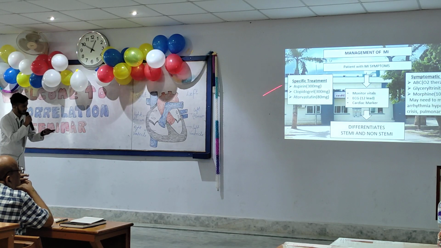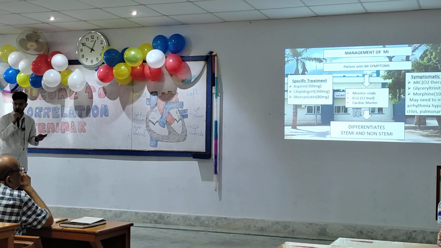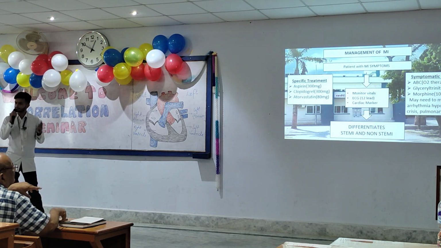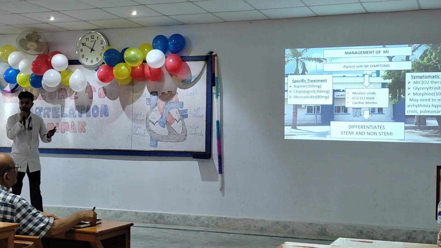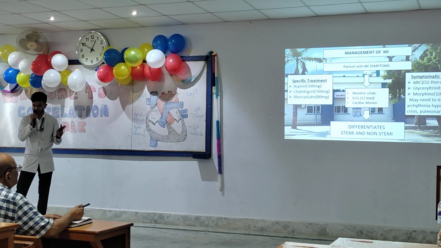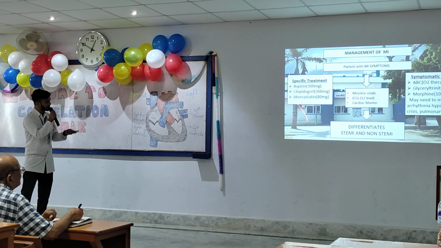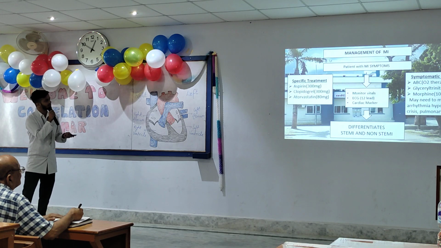Next, 80 mg of atorvastatin is given. Atorvastatin is given because it prevents atheromatous plaque formation. Due to its pleiotropic effect, it also stabilizes the plaque. And then after the specific treatment, the next treatment is the symptomatic treatment.